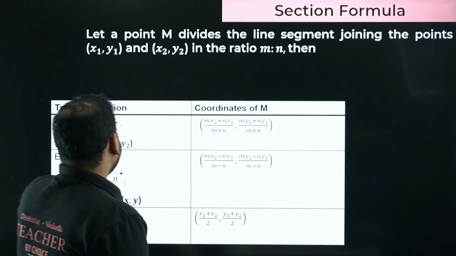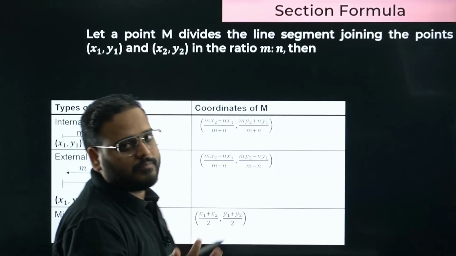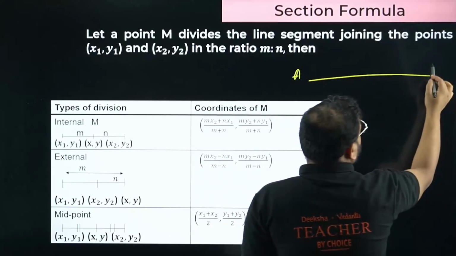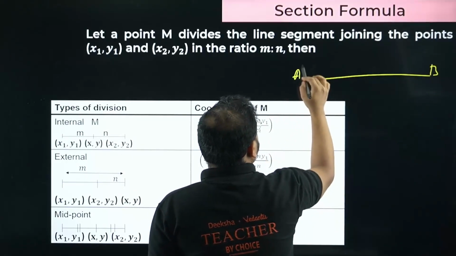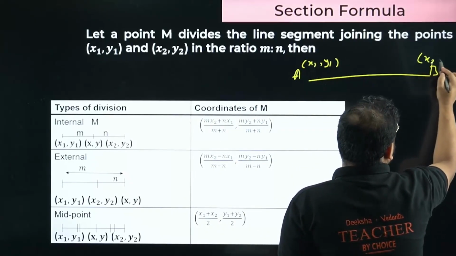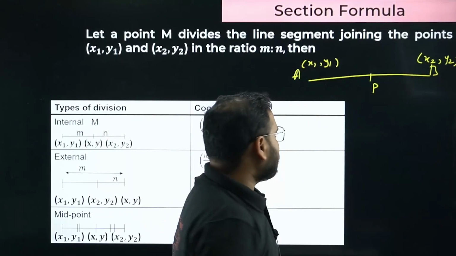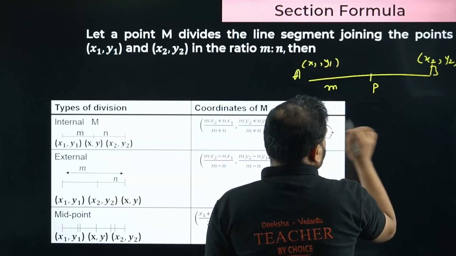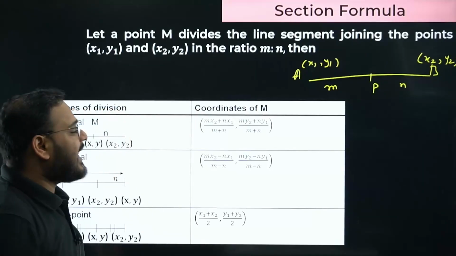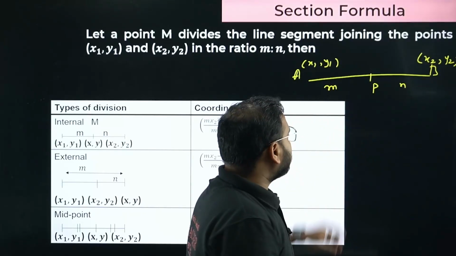Now what else we have? Let a point M divide the line segment. We are talking about the section formula. Basically the same thing we'll take here. If I have a line over here, line AB, the coordinates are given again, x1, y1, and over here we have x2, y2, and there's a point on this line, let's call this P, such that AP is in the ratio M to N. Means AP to BP is nothing but M to N. In that case, I can write a formula for the coordinates of the point P.